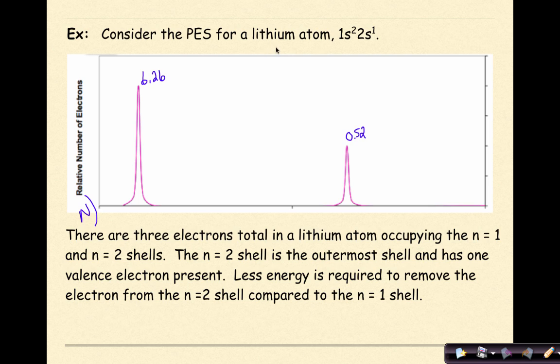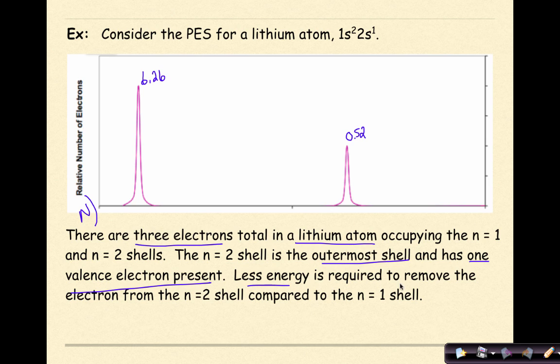Consider the PES for a lithium atom, 1s2 2s1. There are 3 electrons total in a lithium atom occupying the first and second shells. The second shell is the outermost shell and has 1 valence electron present.